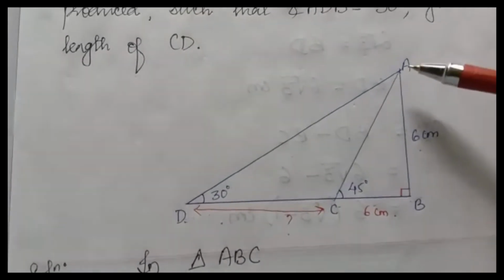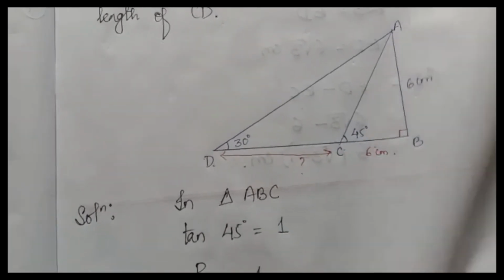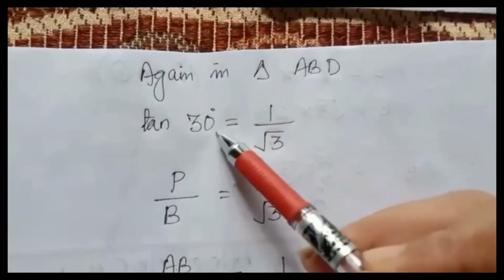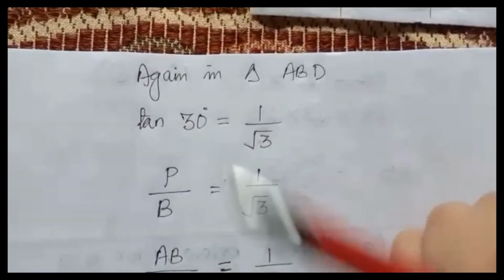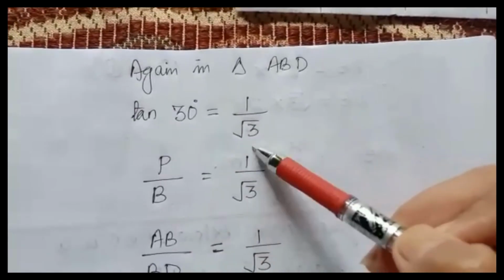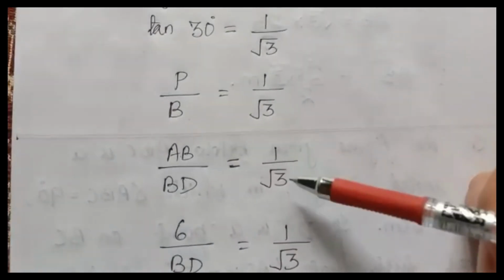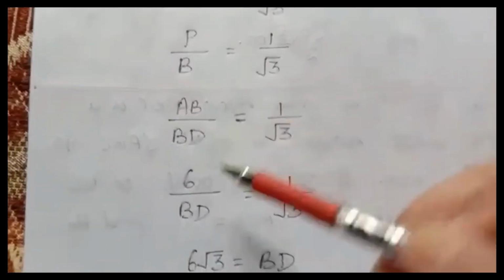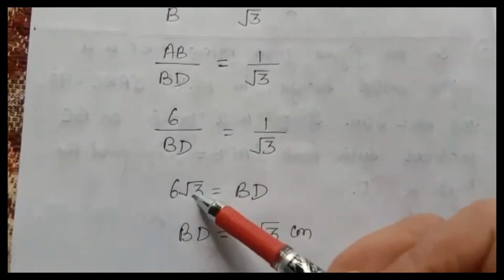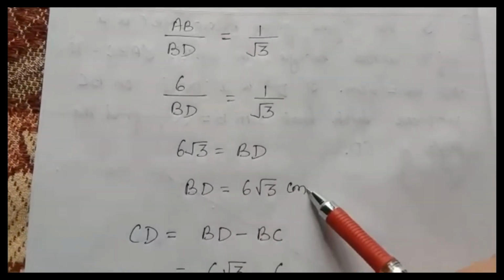We got the value of base BC, 6 centimeters. Now we will use triangle ABD and we will find this BD. Again in triangle ABD, we use tan 30 because the value of theta is 30, and tan 30 is 1 by root 3. Tan theta is equal to 1 by root 3. Perpendicular is AB, base is BD. AB is given 6, so 6 by BD is equal to 1 by root 3. Now multiply 6 into root 3. 6 root 3 is equal to BD. So BD is equal to 6 root 3 centimeters.